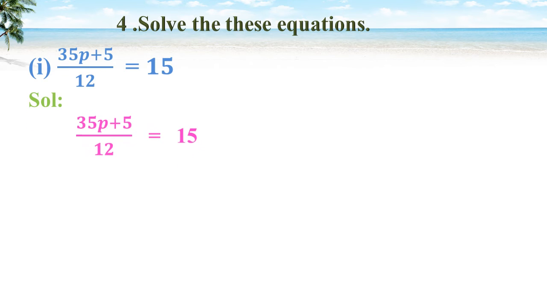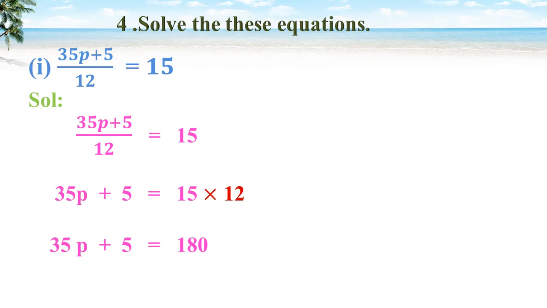Let's see, solve these equations. 35p plus 5 divided by 12 is equal to 15. Now take this equation. Transposing 12 to RHS, it gives 35p plus 5 is equal to 15 into 12. 15 into 12 is 180.